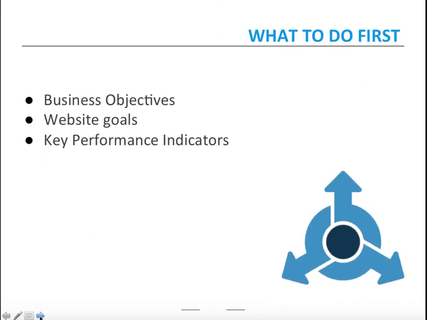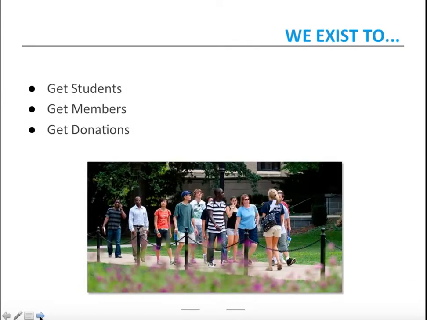So what do we do first when we're talking about measuring our marketing efforts and measuring and optimizing our website? Obviously, we need to know what our business objectives are, know what those website goals are, and really document and take down our key performance indicators. And a key thing here is to get leadership involved in these discussions. So when we're talking about our business objectives, keep it super, super simple.